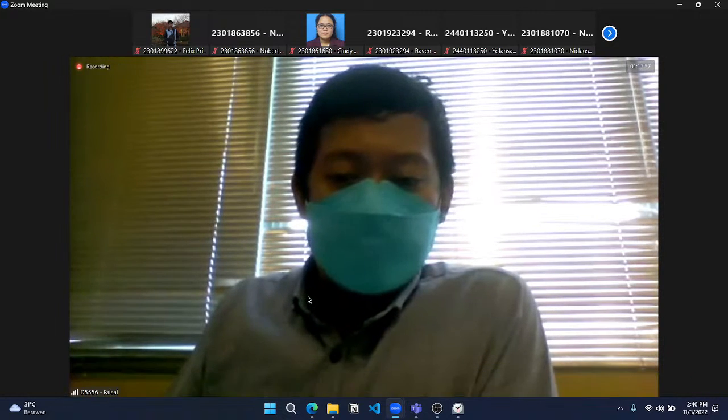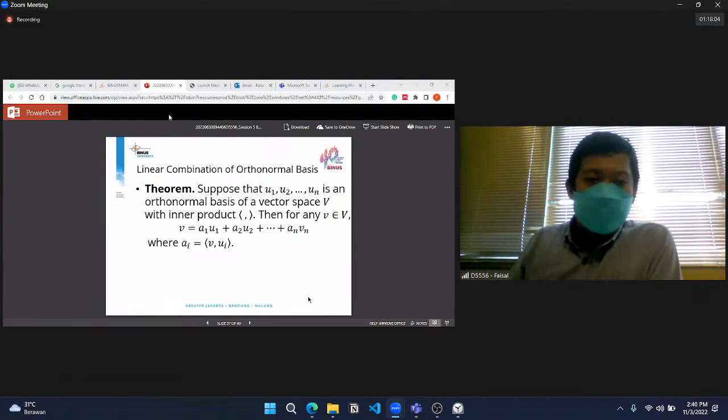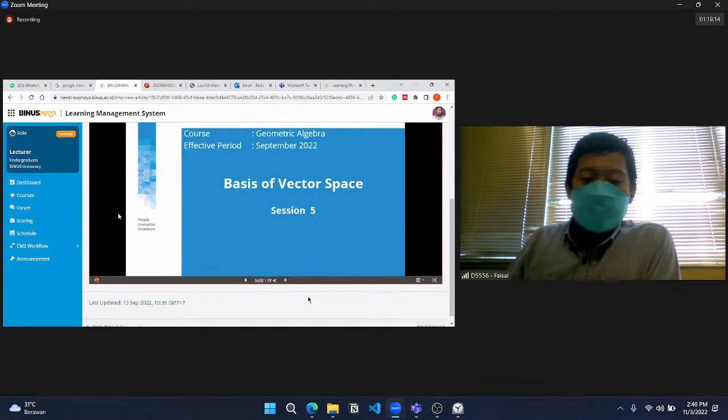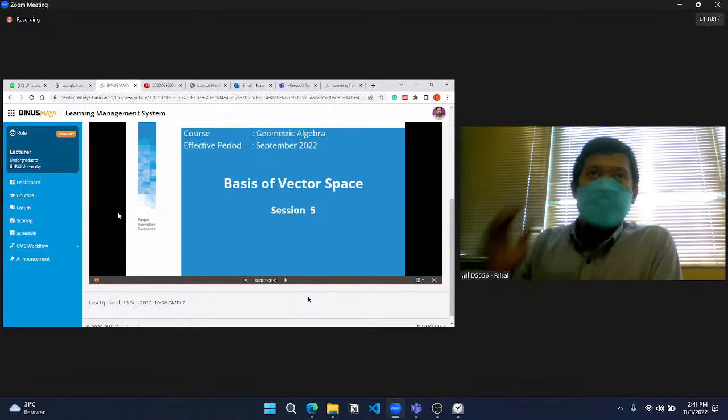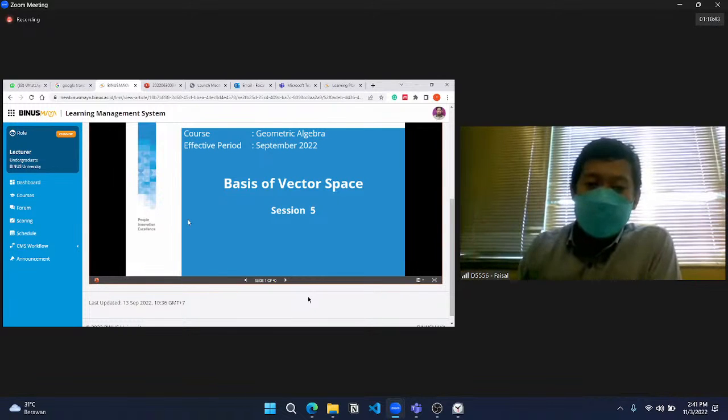Okay, next, after we study orthogonal basis, next we will see that the scalars in a linear combination of a basis are unique, the scalars are unique with respect to the basis. So the scalars for a linear combination in a basis are unique. So one V, one sequence of scalars, one basis, one sequence of scalars.